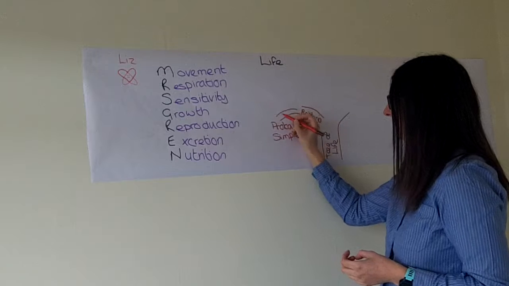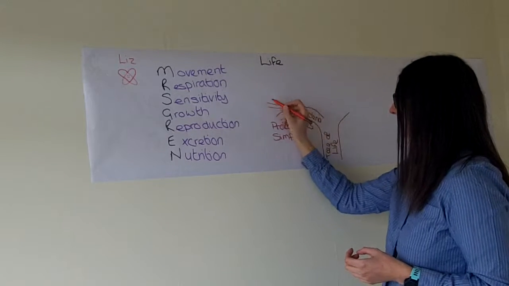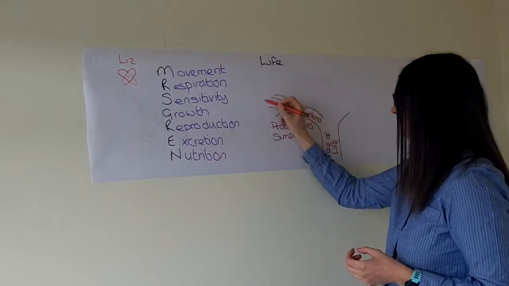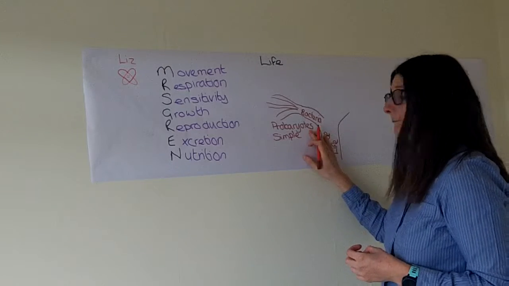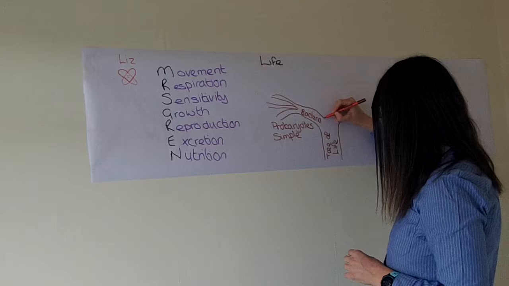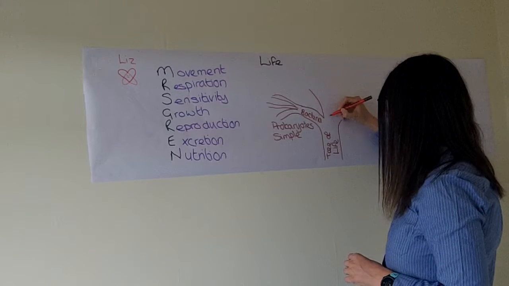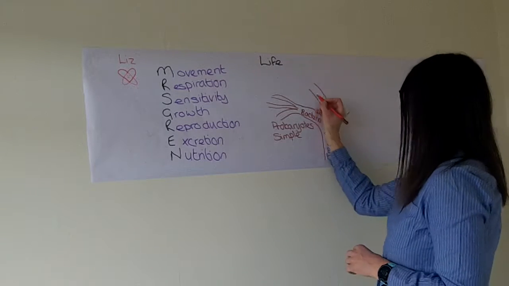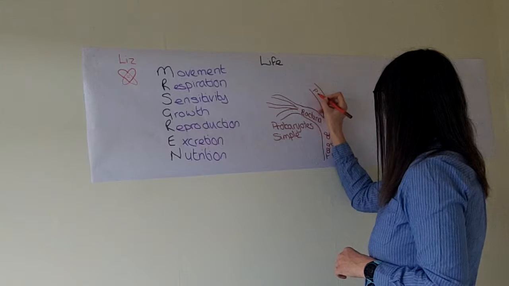And there's lots of different types of bacteria, which we'll talk about another time. But that is the first stem of a tree of life. So the next stem we're going to do is plants.